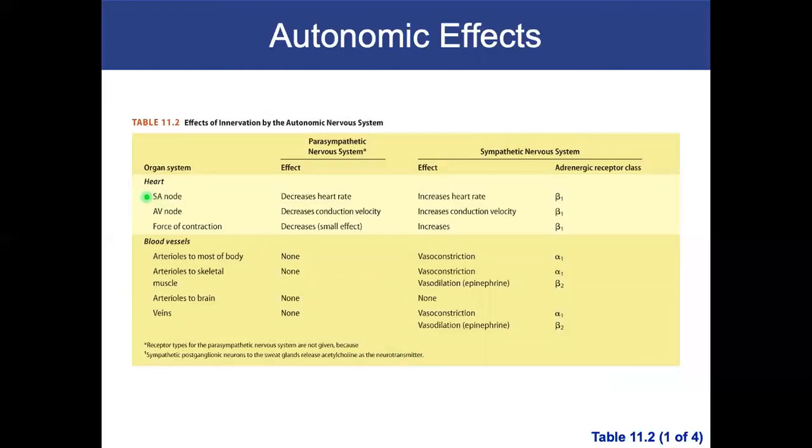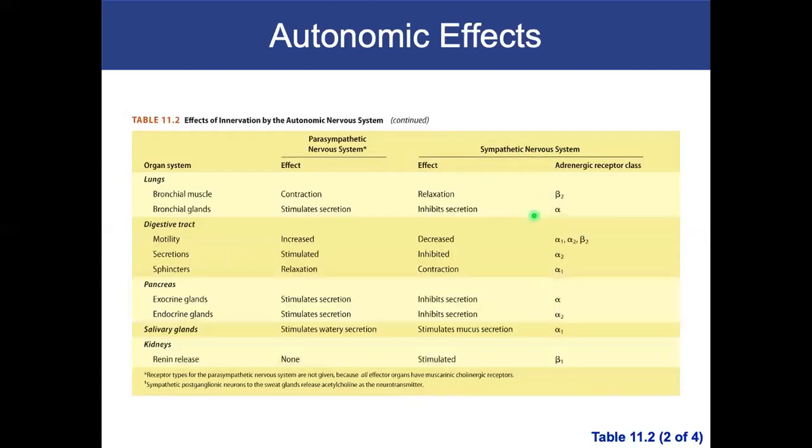So your heart, this is your electrical conduction system, your sinoatrial node and atrioventricular node. When you activate the parasympathetic nervous system or the vagus nerve on the SA node and AV node, it's going to decrease heart rate and conduction velocity. So you're going to decrease heart rate and force of contraction, whereas the sympathetic nervous system is going to increase heart rate and increase force of contraction, and the dominant adrenergic receptor is going to be your beta 1s.